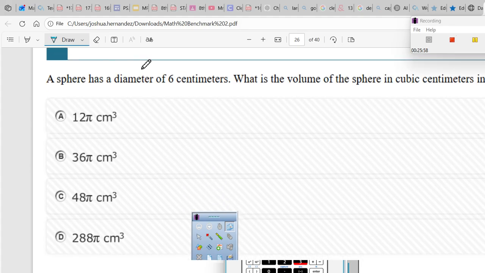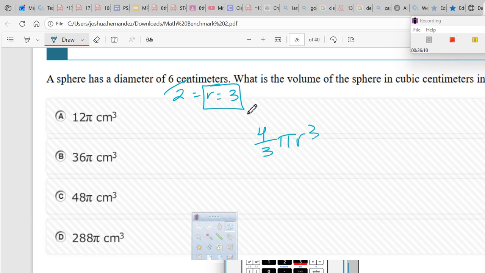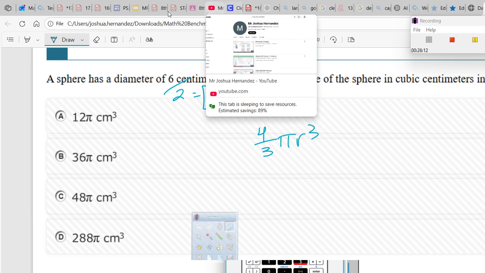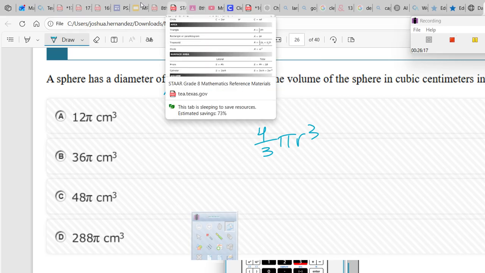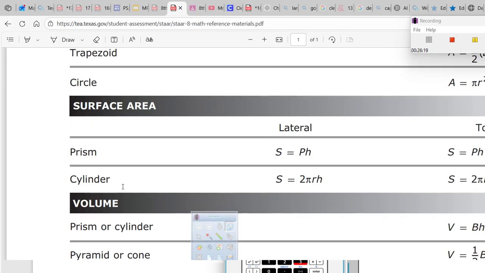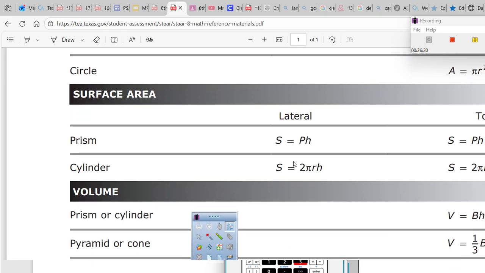So here's the diameter. So you never use the diameter. Get this one divided by 2, so you can use your radius, 3. Okay. Volume of the sphere. Okay. So 4/3 pi r cubed. Where are you getting that, sir? It's from right here. Volume of a sphere, 4/3 pi r cubed. It is this one.